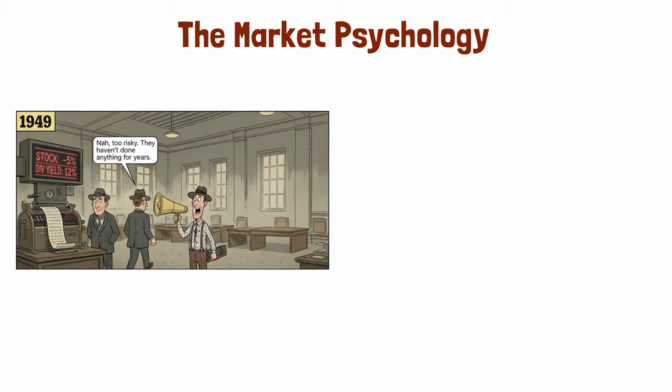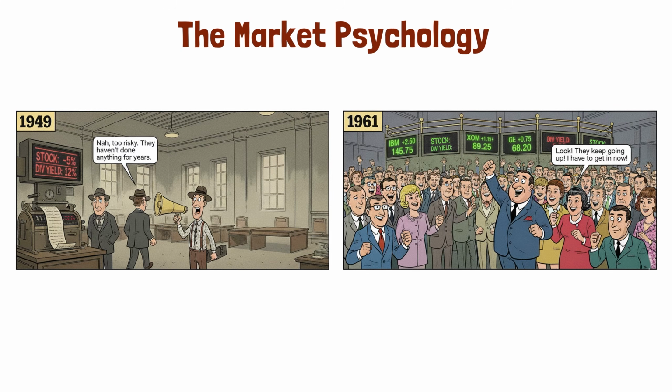In 1949, stocks were cheap and paid great dividends, but nobody wanted them. By 1961, stocks were expensive and paid tiny dividends, yet everyone wanted to buy them. Why? Because they had been going up. This is the law of opposites again. When everyone hates an asset and it is cheap, the smart investor buys. When everyone loves it and it's expensive, the smart investor is careful.